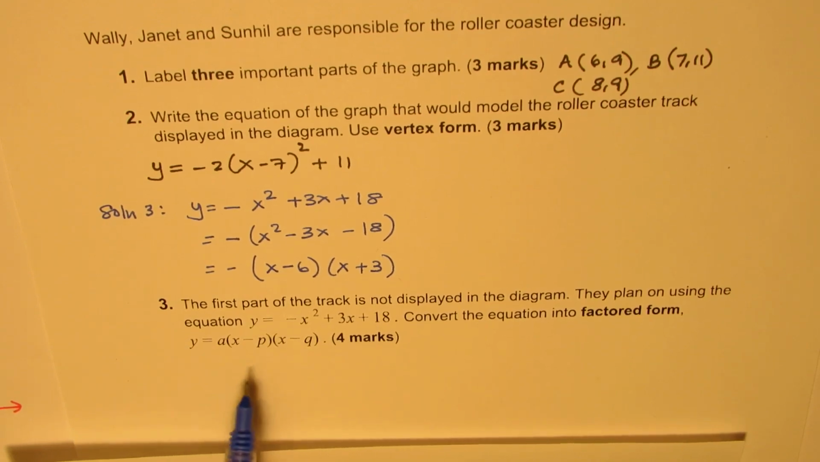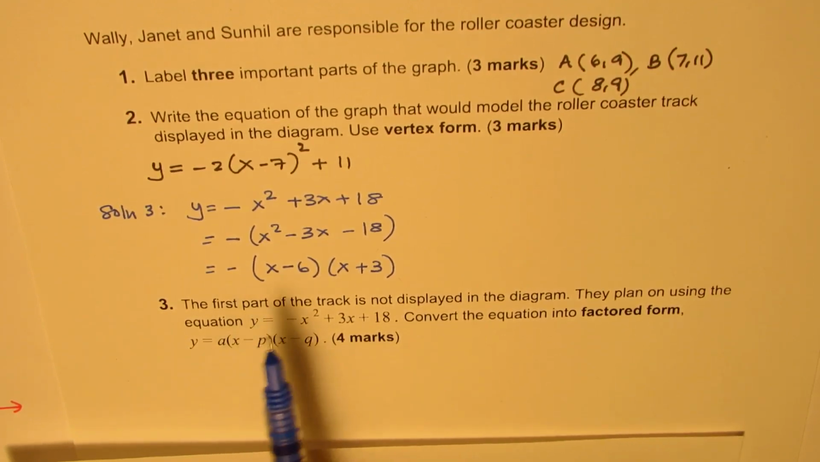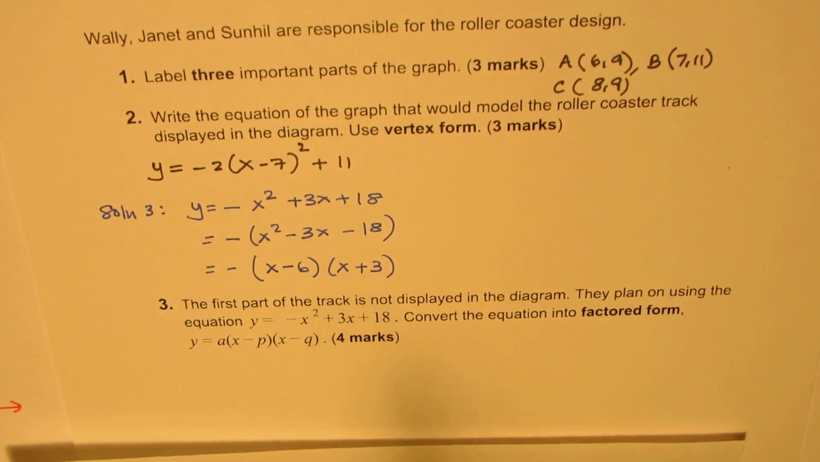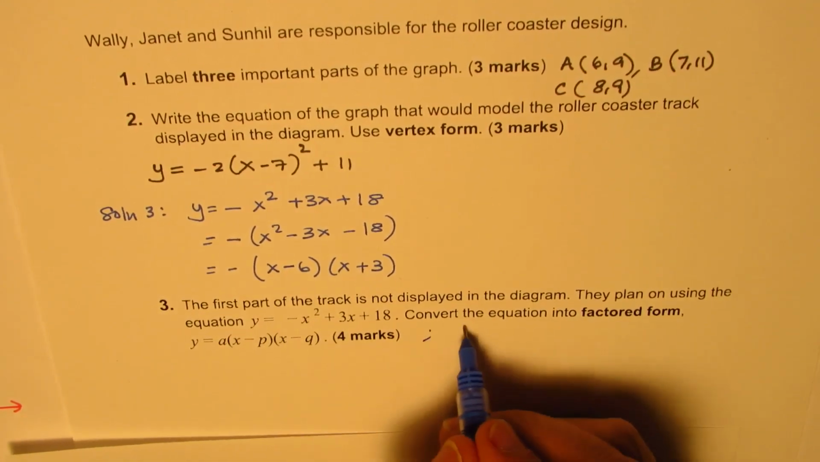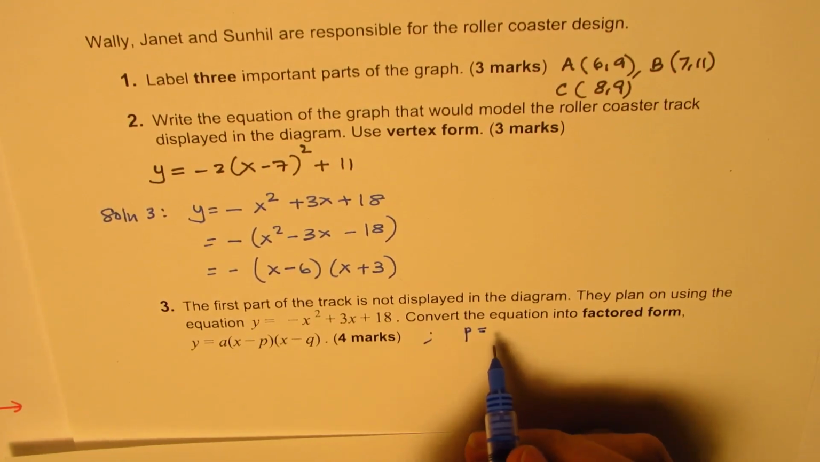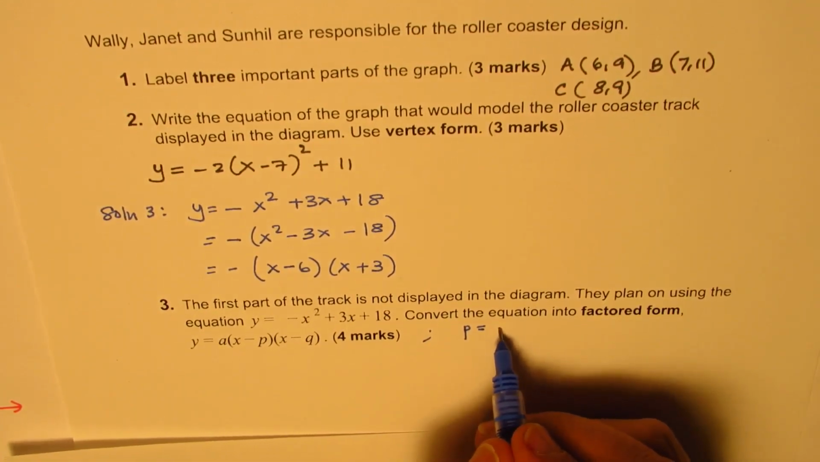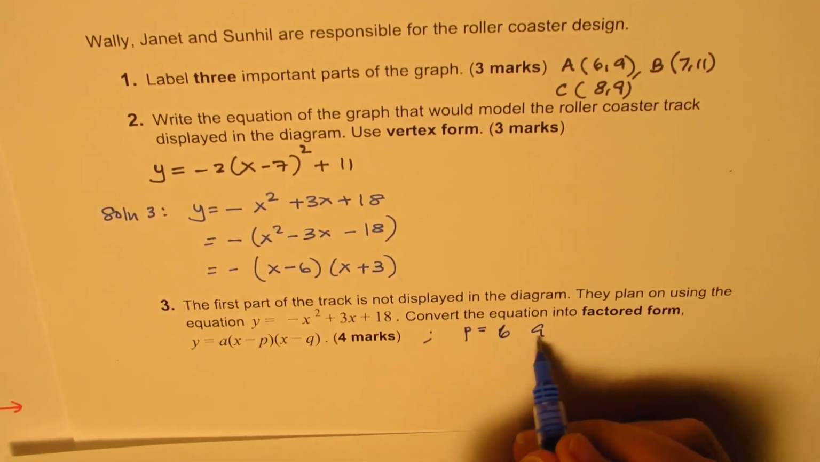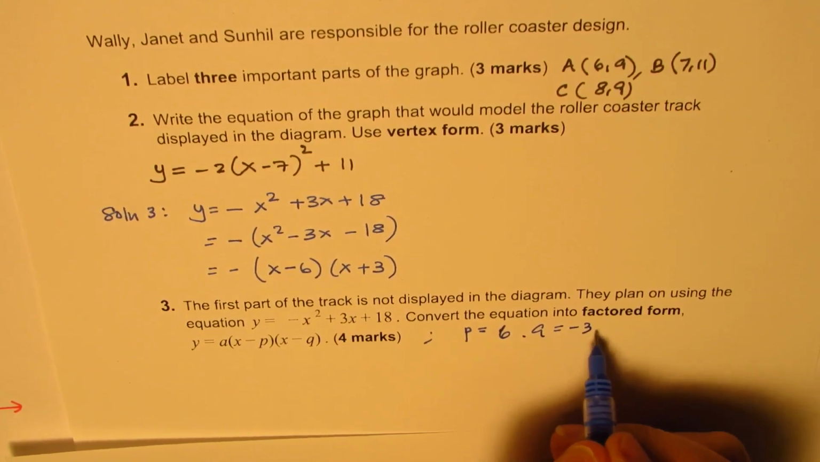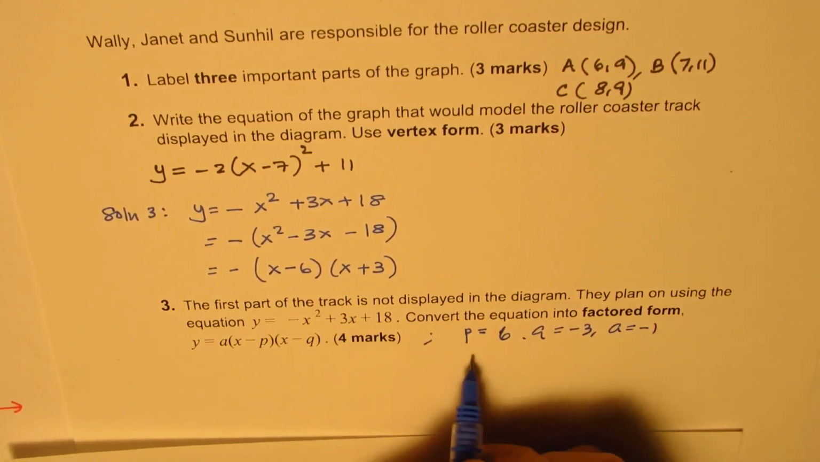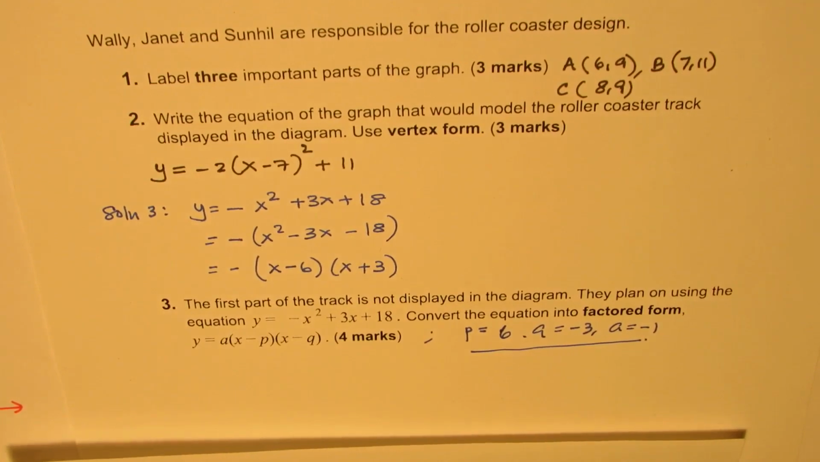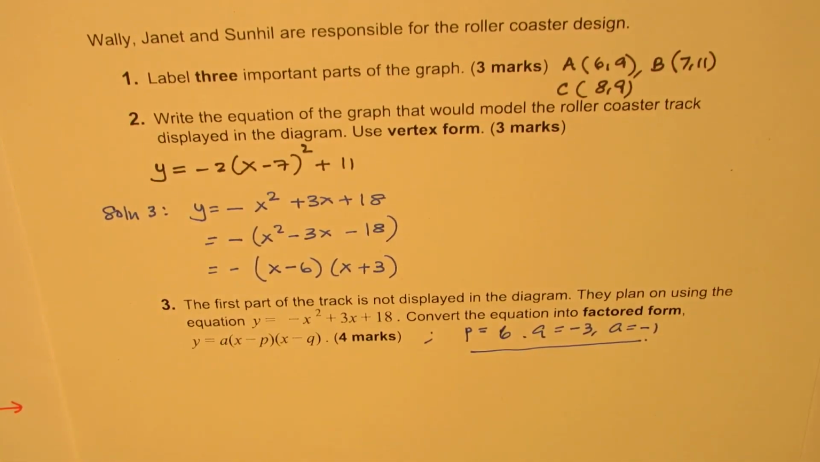So I hope that makes sense. So in this case, p and q are 6 and minus 3 respectively. So we can write it down here that p equals 6, q equals minus 3, and a equals minus 1, correct? So that is how we can answer the last question.